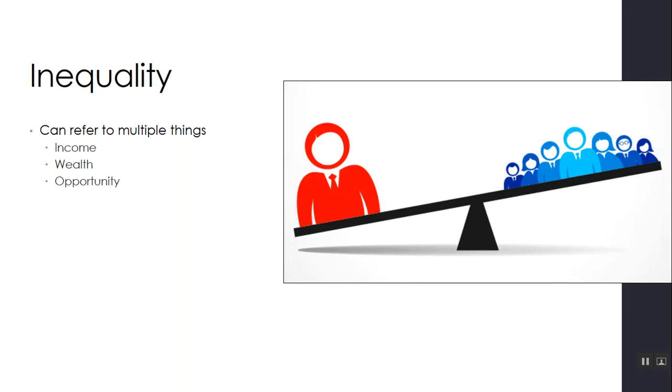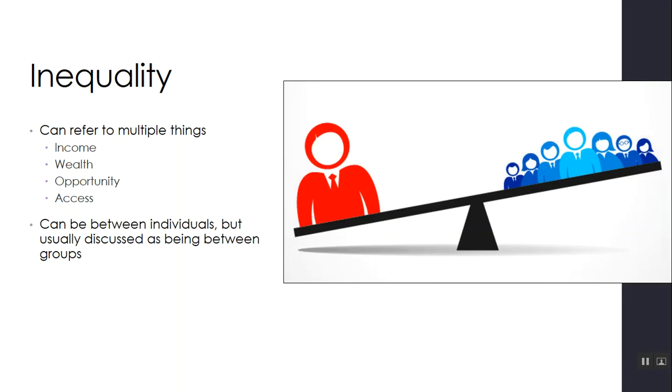It also can refer to opportunity. We like to think of ourselves in the US as the land of opportunity. No matter where you start out in the US, you can kind of pick yourself up by your bootstraps. That opportunity is not equal across all groups, though, and it certainly isn't equal globally. Access to things like education and healthcare. There's a lot of people who have much less opportunity to seek medical care when they need it, or access to things like fresh food. This can be between individuals, but is usually discussed as being between groups.